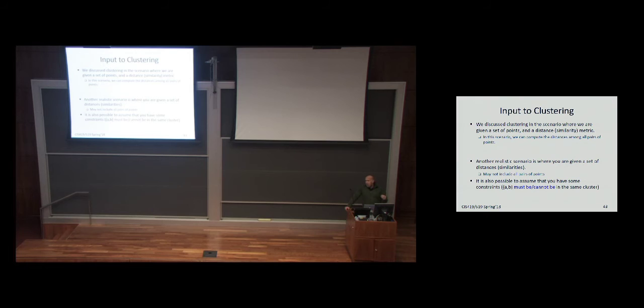What we had in mind before is that we have a set of points and we have a metric. And therefore, we can compute the distance between any two points in our data set. Right? That's what we need in K-means. We need the ability to compute distance between any two points. In general, this may not be the case.